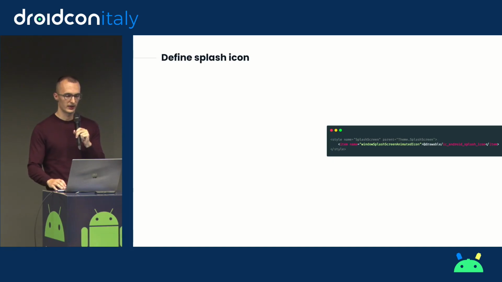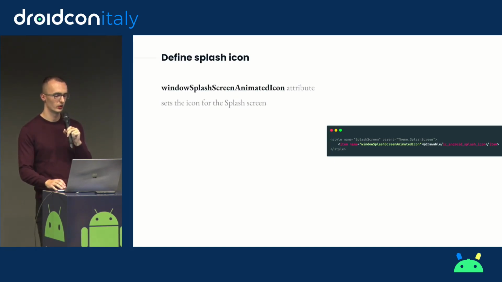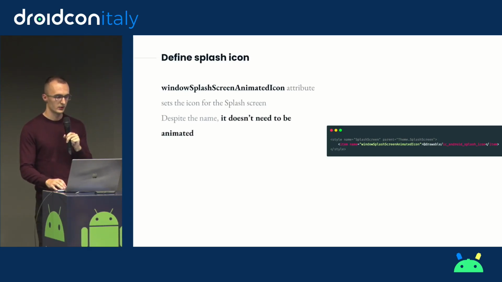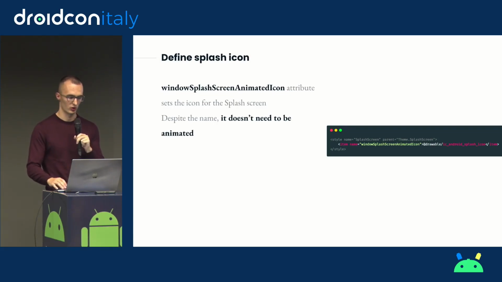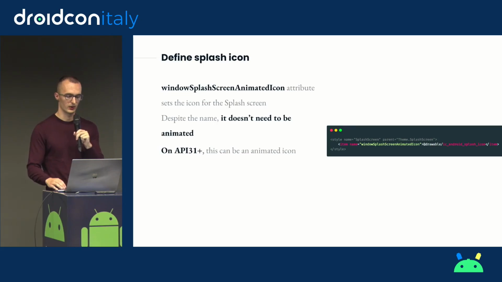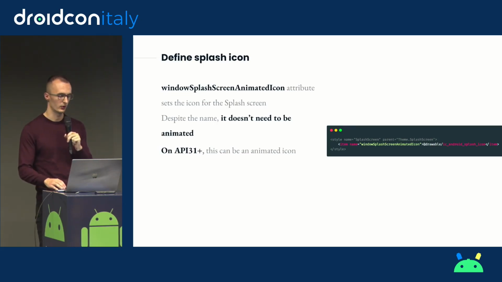To define the splash icon, we need to use the windowSplashScreenAnimatedIcon attribute, and the value for it is the drawable that we want to use as our splash icon. So despite the name, the icon doesn't need to be animated. So initially, we are just pointing to some regular drawable, so to some static drawable file. However, on API 31, this can be an animated icon. So this means that we can provide animated vector drawable as a value for this attribute.